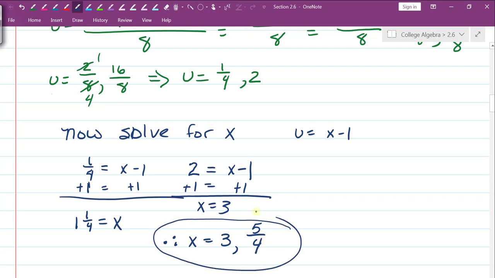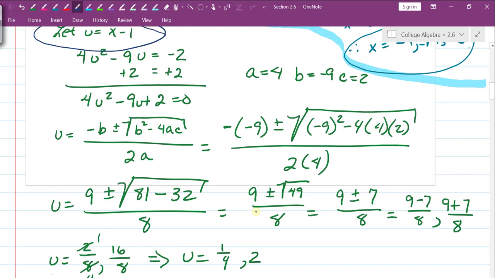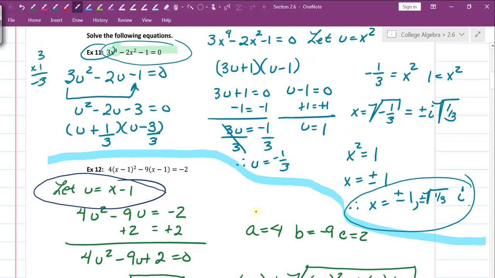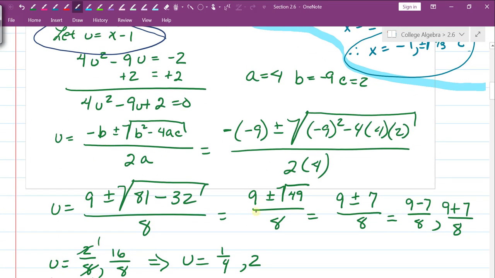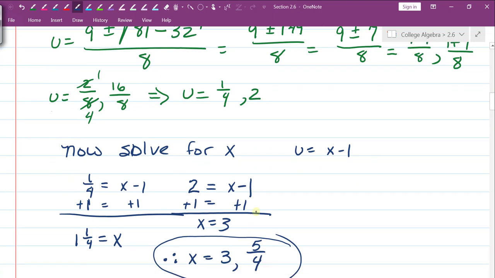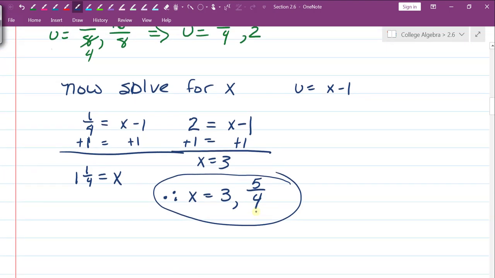And let me go back up to look at my domain. Is there any domain issues? Nope, I don't have a radical, and I do not have a fraction with a variable in the denominator. So we are set. And that is how we do u substitution on that last problem. If you understand the u substitution presented in this video thoroughly, you'll do just fine.